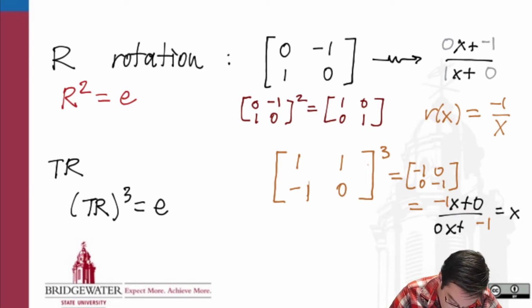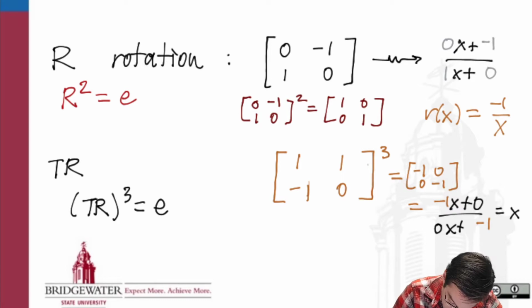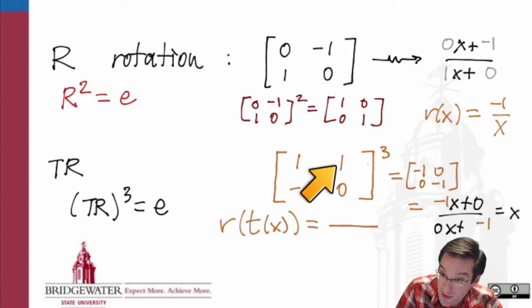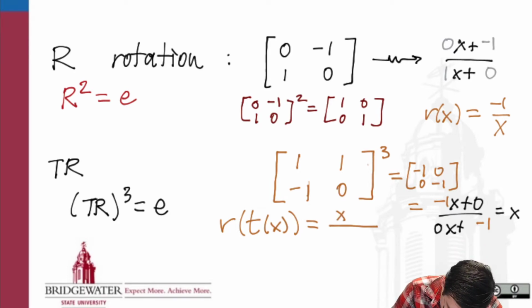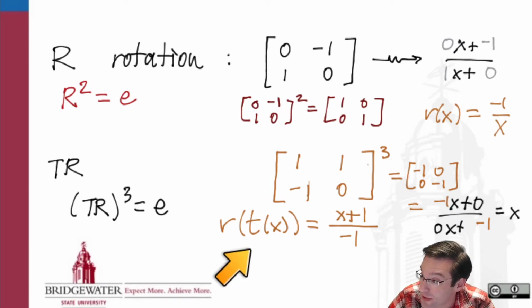Right? So the question that we're trying to answer here at the end of the previous activity is, now that we know this order 2 element in my group of functions, and I also have this order 3 element, tr, which means twist and then rotate, so r of t of x. And we have a formula for it that's given by this Möbius transformation up here, so it'd be x plus 1 over negative 1, right? So now we just have to figure out how to figure out what t of x is from this information.